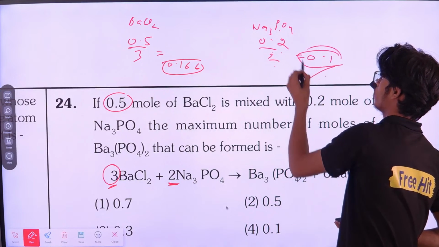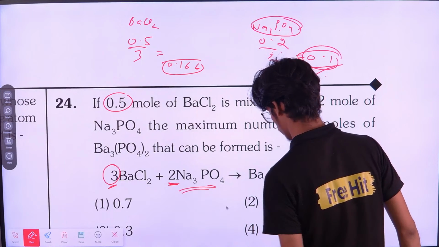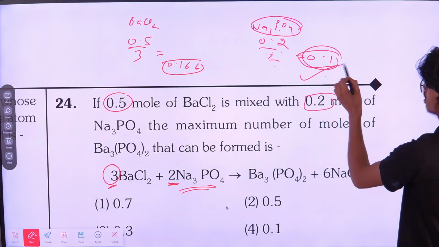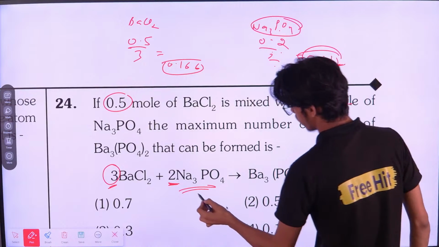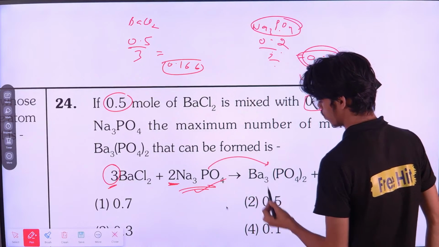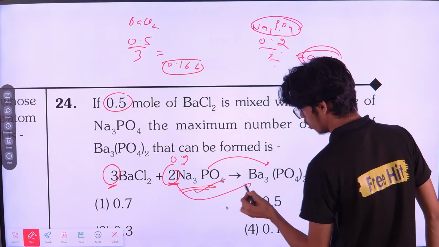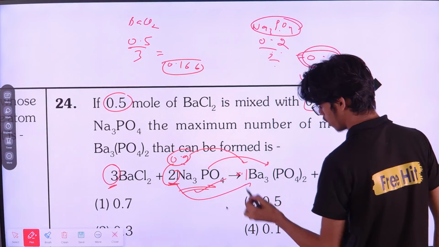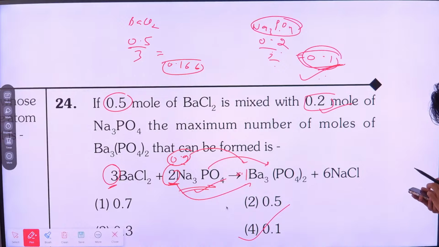So 0.1 mole of Na3PO4. Sorry, 0.2 moles is given. 0.1 is just the limiting reagent coefficient. Okay. So 0.2 mole of Na3PO4 will produce how much of Ba3(PO4)2? So this is 2 mole, it will produce 1 mole. It means if it is 0.2 mole, it will produce 0.1 mole. Got it? So fourth option is the right answer for this question.